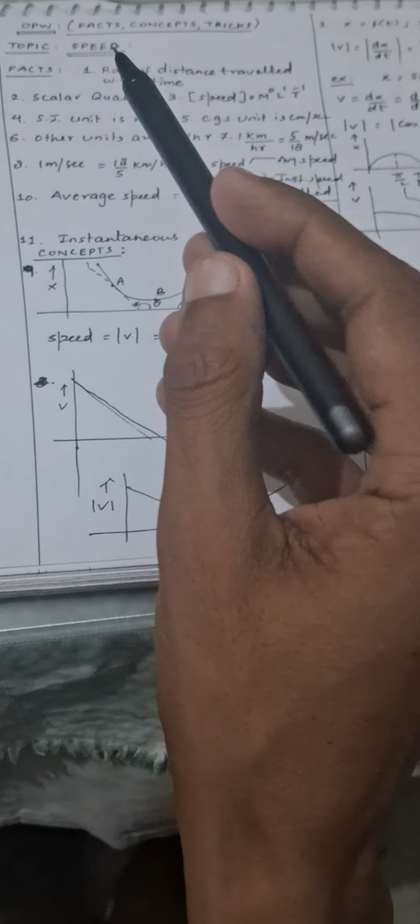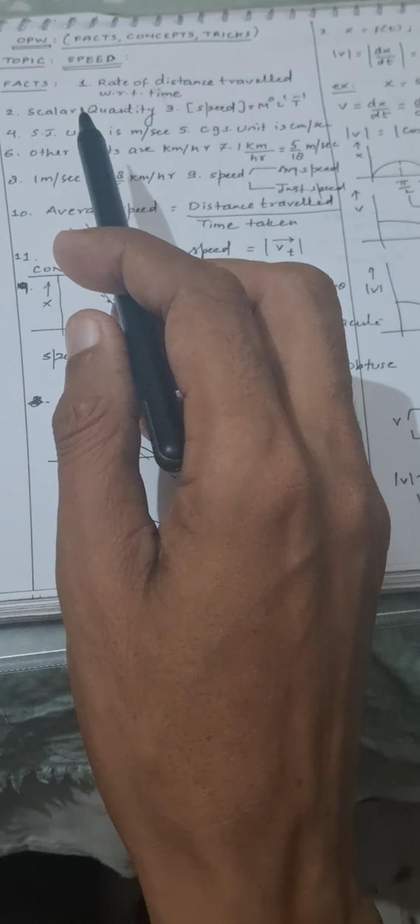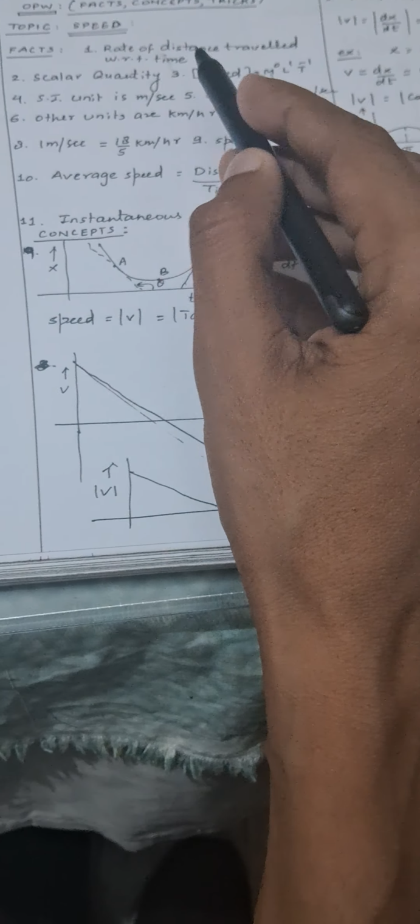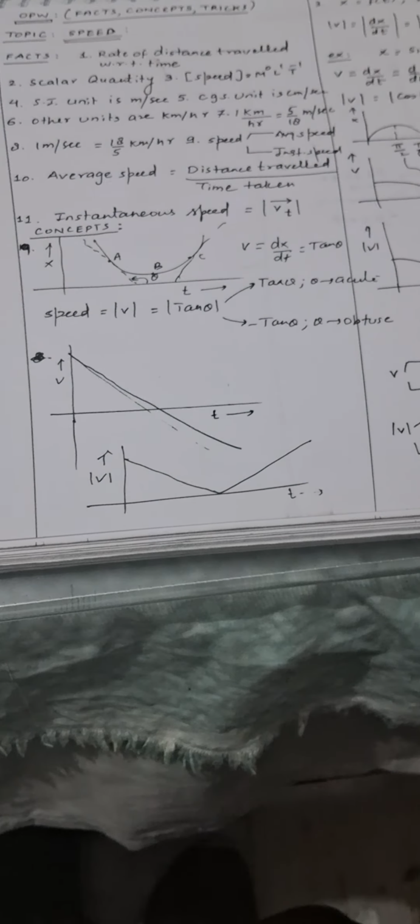So let's see a topic: speed. There are certain facts related to speed. The first fact is that speed is the rate of distance traveled with respect to time, which says, for example, 20 km per hour or 10 meter per second. That shows how much distance you travel in one unit of time, which is the basic definition of speed.